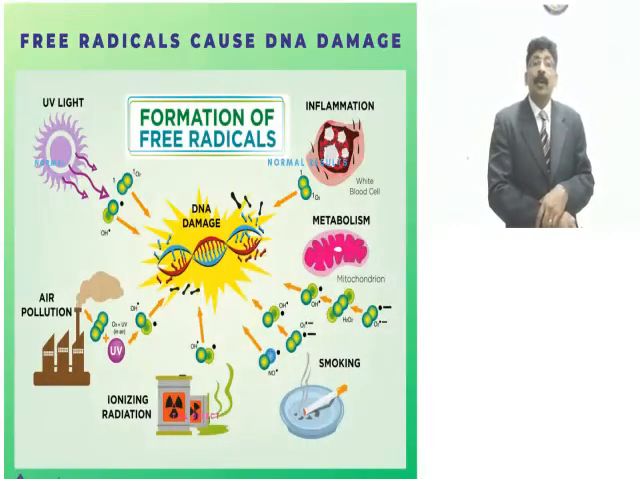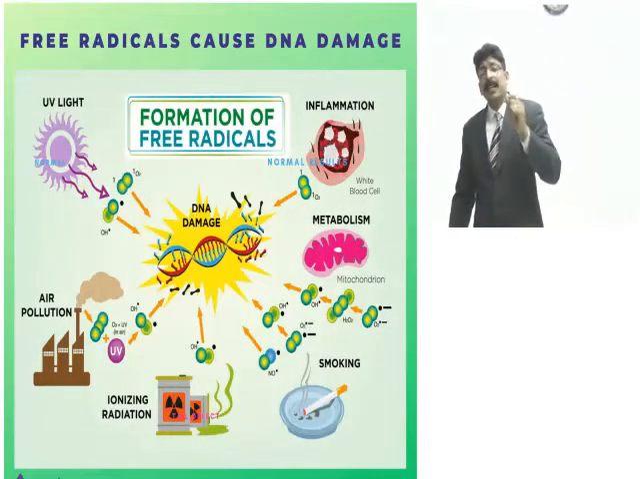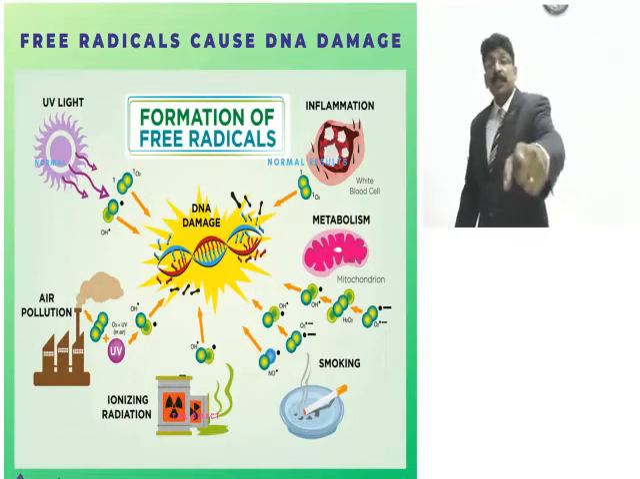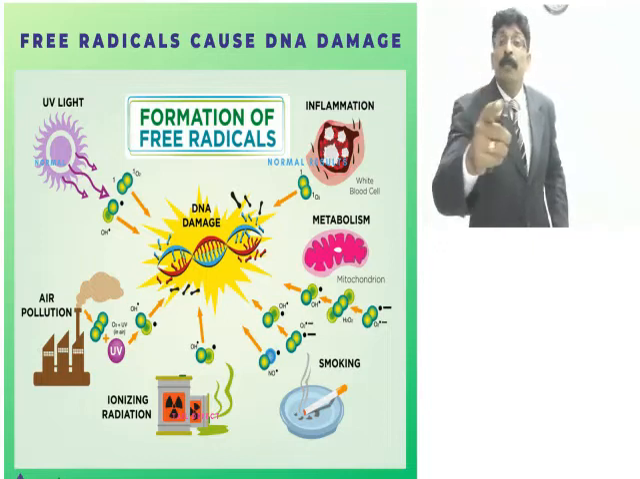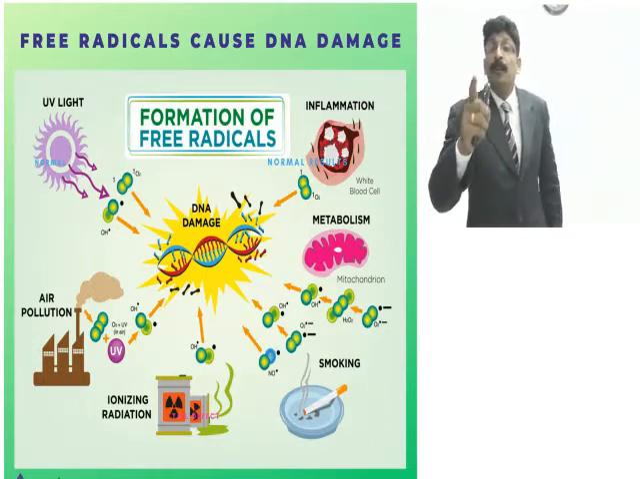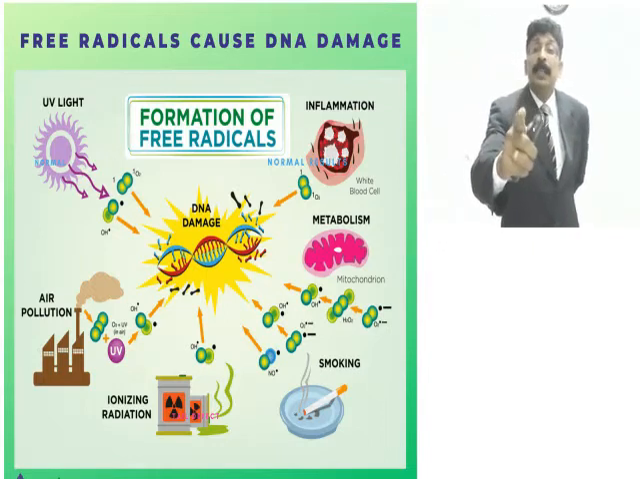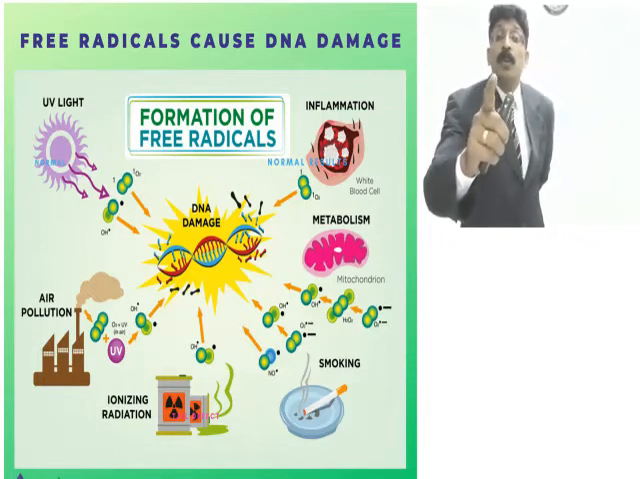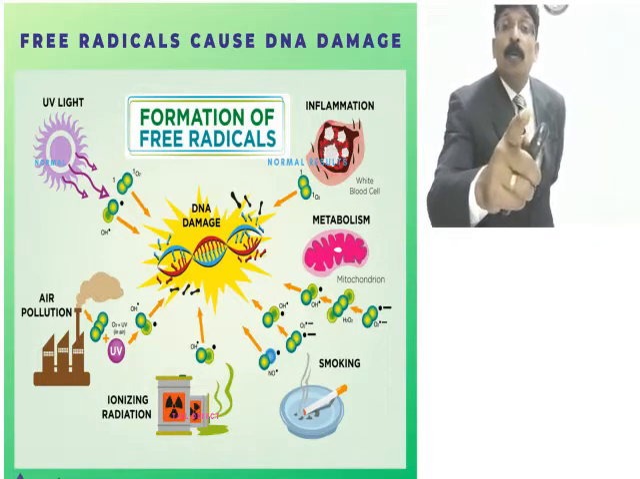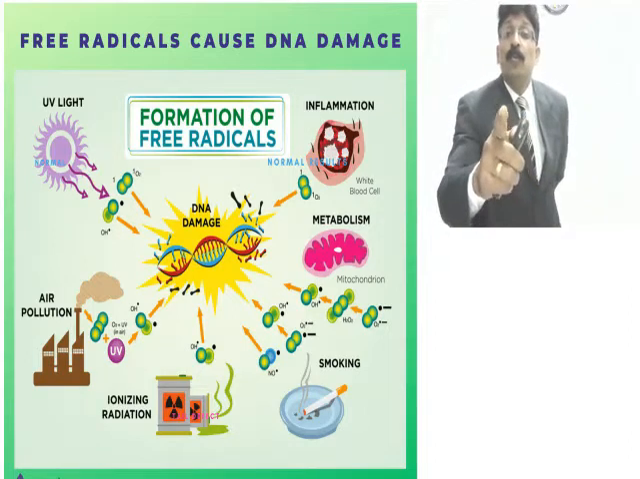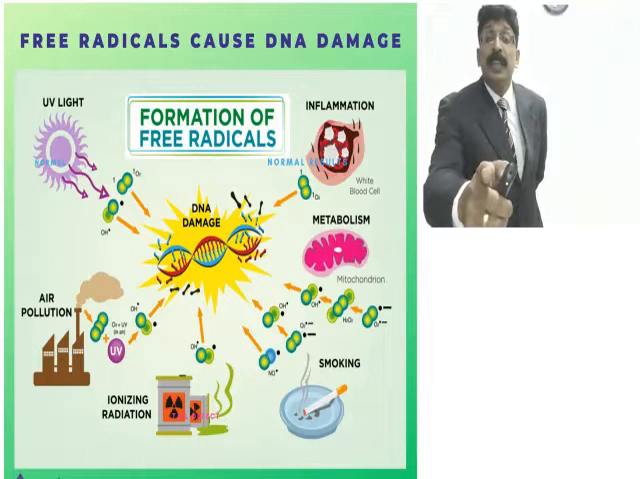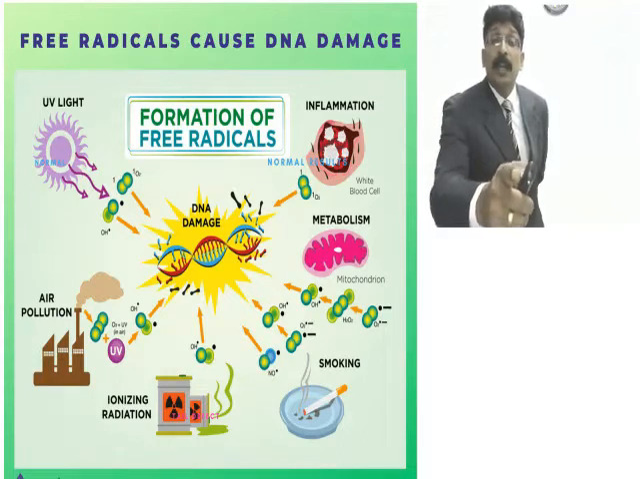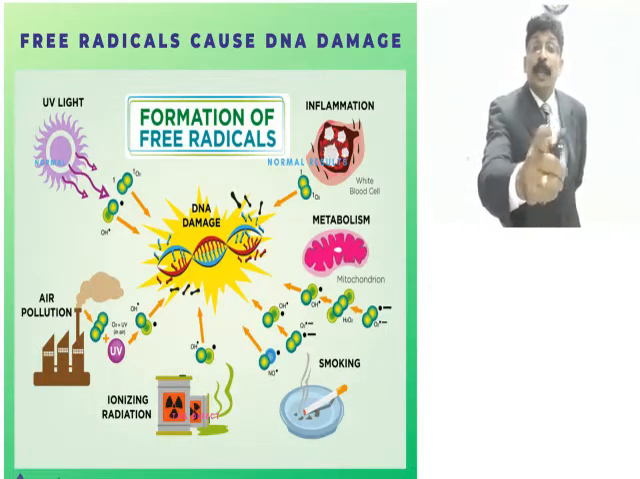Free radicals cause DNA damage. This picture shows, you can see the arrow which I have given, inflammation. If it causes an inflammation, immediately you can see that is OH, that is O2 molecules, which can damage the DNA. Metabolic pathways can give OH, and even NO2 can also be coming from the smoking area.